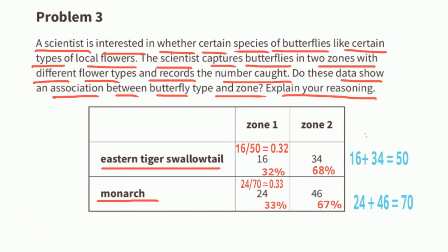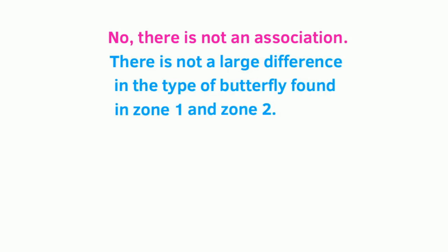The percentages in zone 1 are very similar, 32% and about 33%. They're also very close in zone 2, 68% and about 67%. So I would answer the question by saying no, there is not an association. There is not a large enough difference in the type of butterfly found in zone 1 and zone 2.